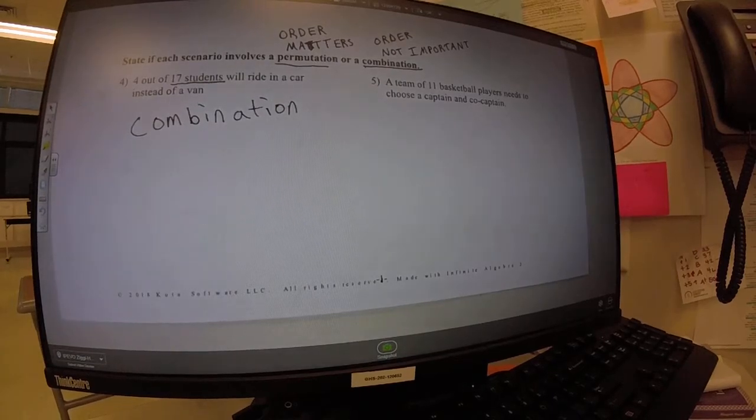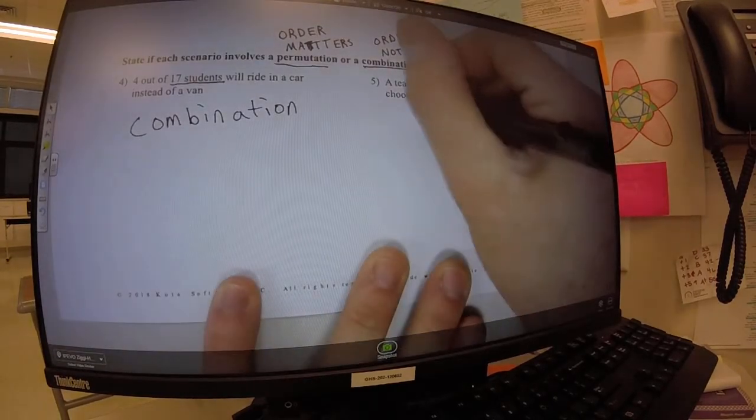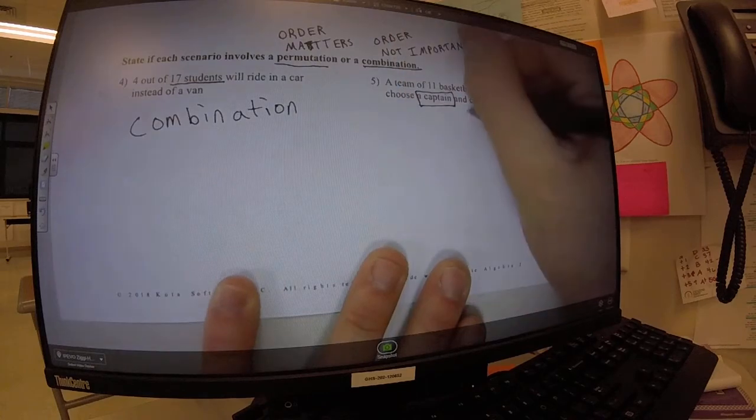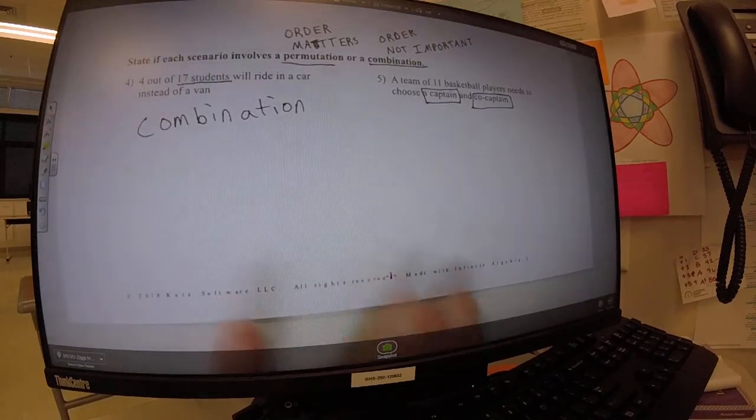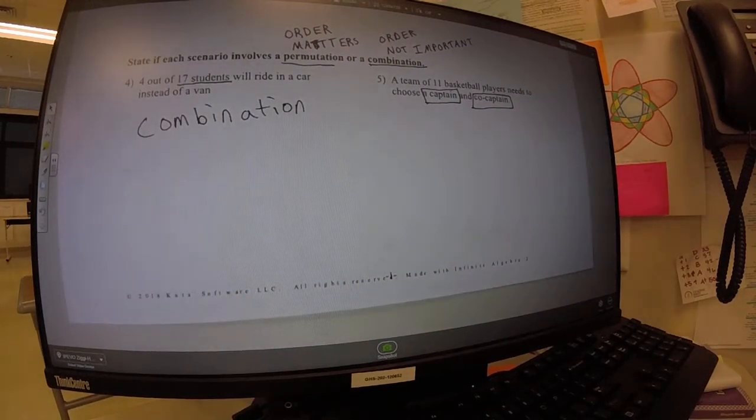A team of 11 basketball players needs to choose a captain and a co-captain. All right. Now, why did I put those in boxes, guys? Yeah, because it's important who gets picked as the captain and who gets picked as the co-captain.